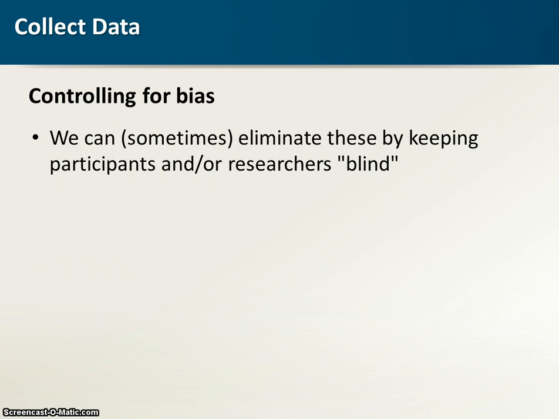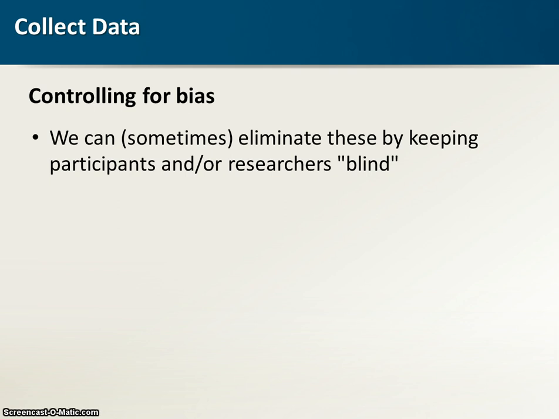And so when we want to control for all these different kinds of biases, sometimes, and the key word here is sometimes, we can get rid of these biases by keeping the participants or the researchers blind. And blind means they don't know who's in which group. So if it's a drug study, for example, everybody's going to be blind. The participants don't know which pill they get, the researcher doesn't know which pill they get, and after they collect all the data, then they go back to the list to figure out who got which pill. So that's a double-blind study.